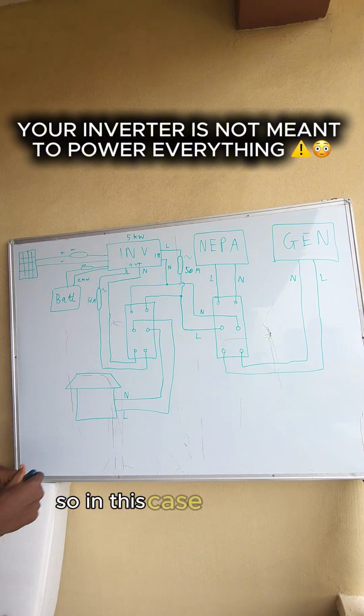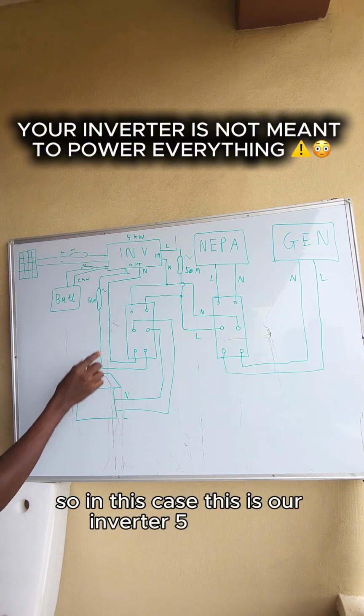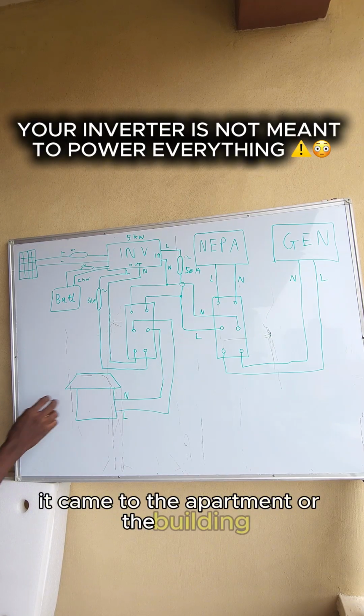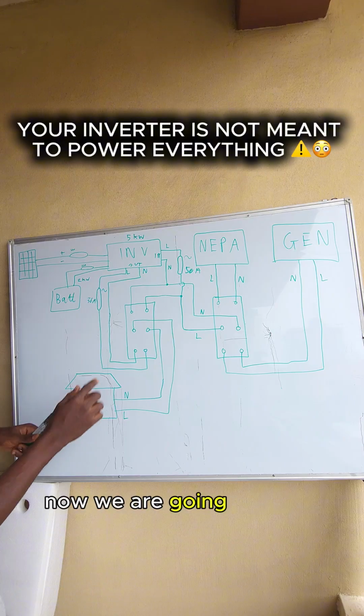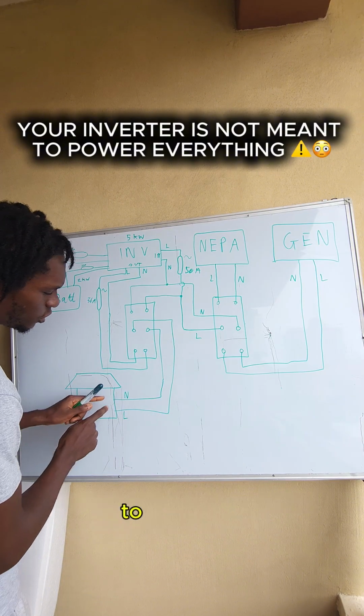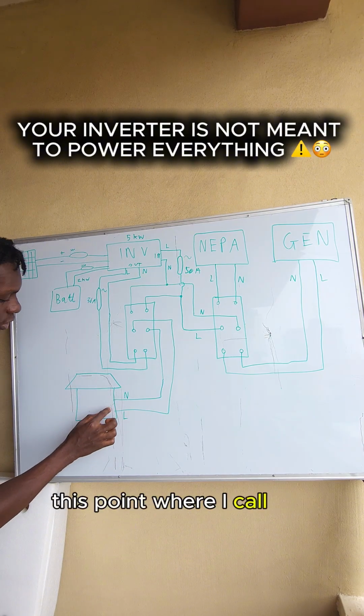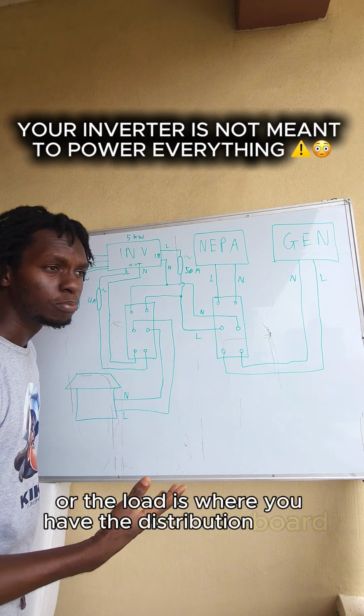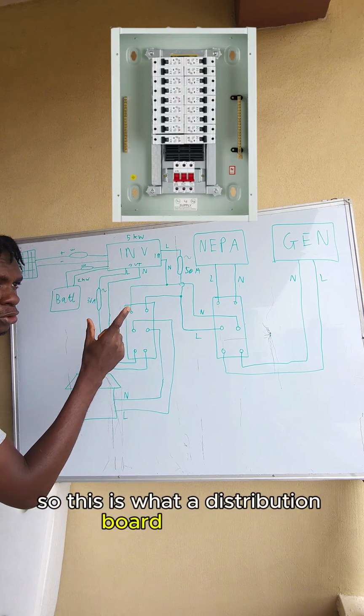So in this case, this is our 5 kilowatt inverter. It went through the second changeover, it came to the apartment or the building. Now we are going to bring in another source to this point. This point where I call the apartment or the building or the load is where you have the distribution board. So this is what a distribution board looks like.